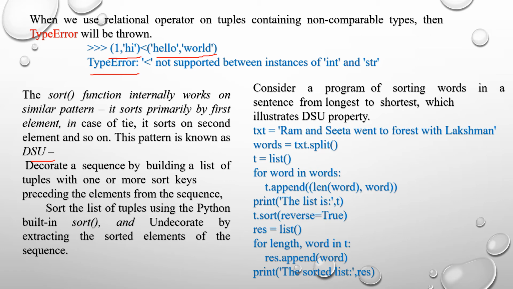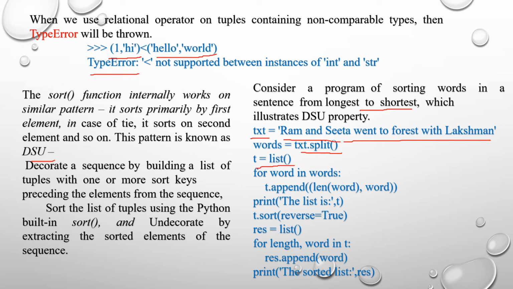elements of the sequence. So consider a program that sorts words in a sentence from longest to shortest, which illustrates the DSU property. Let's consider one text sentence. This is my variable and my sentence is: Ram and Sita went to forest with Lakshmana. Here I am converting the sentence into words by using the split function.